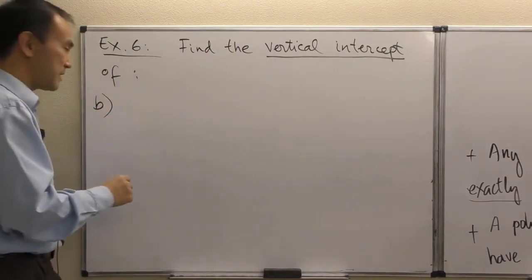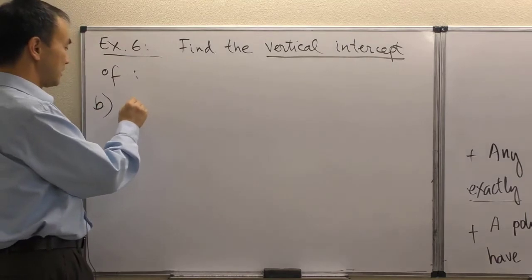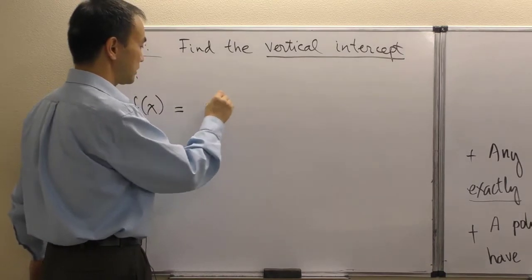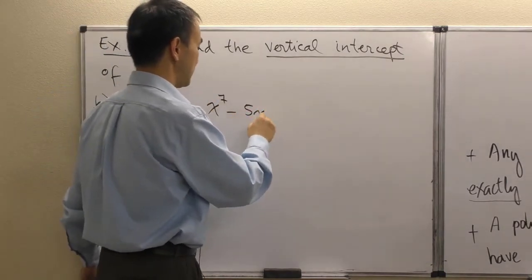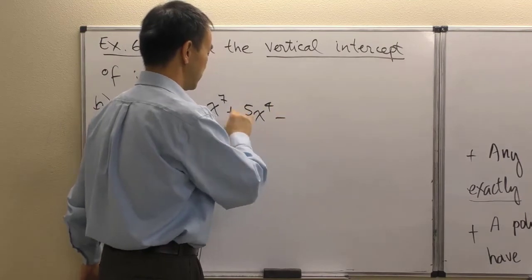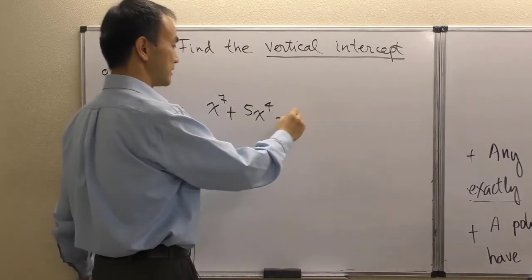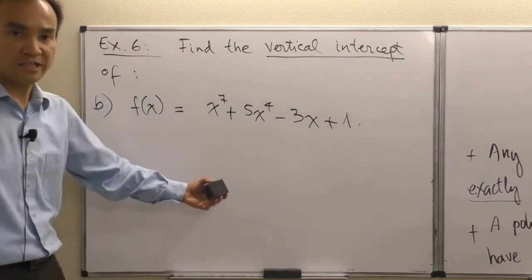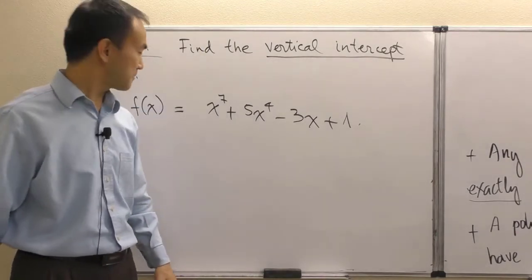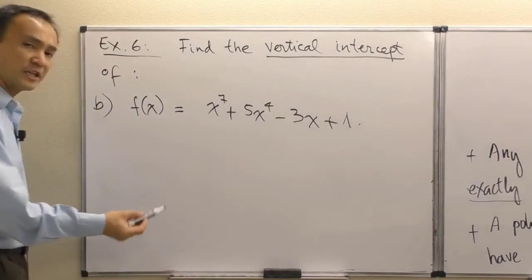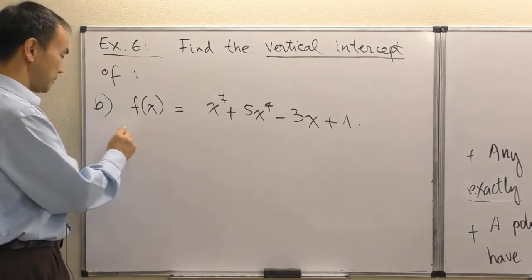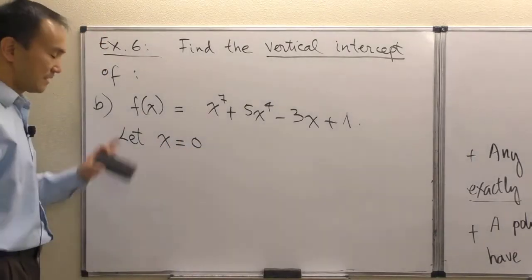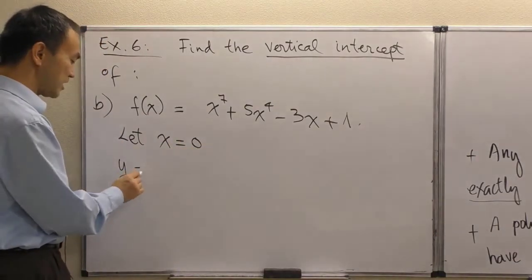All right, for part B, let f of x equal x to the 7th plus 5x to the 4th minus 3x plus 1. Some high degree polynomial, 4 terms. Let's find the y-intercept, or the vertical intercept. We're going to purposely start out by letting x equal 0, and then proceed to calculating the y value.